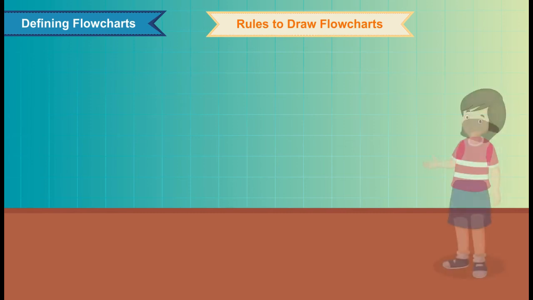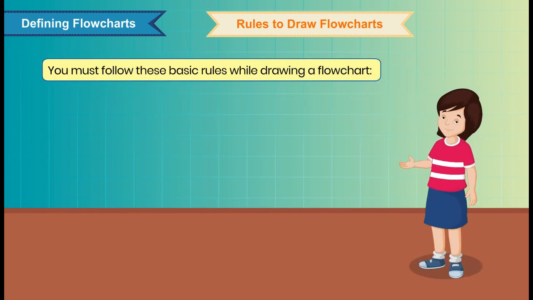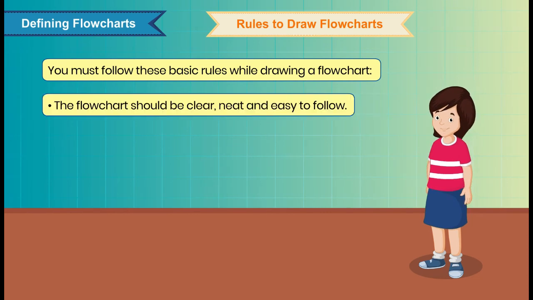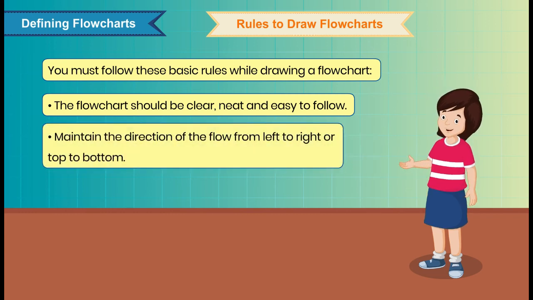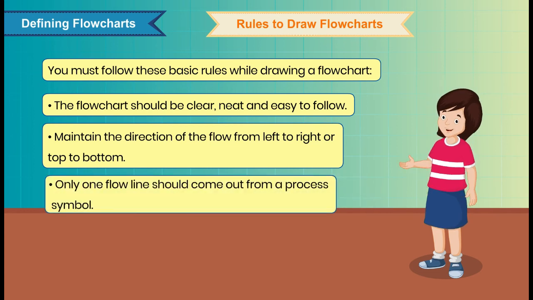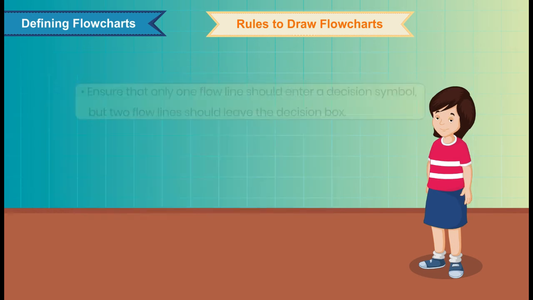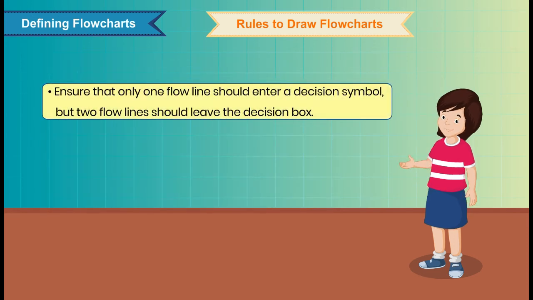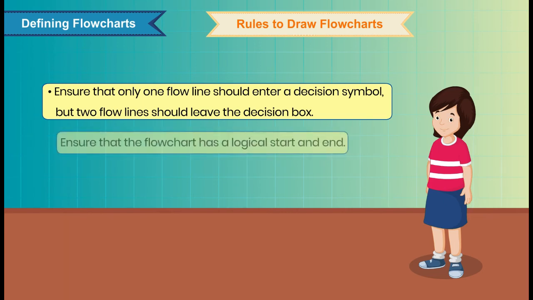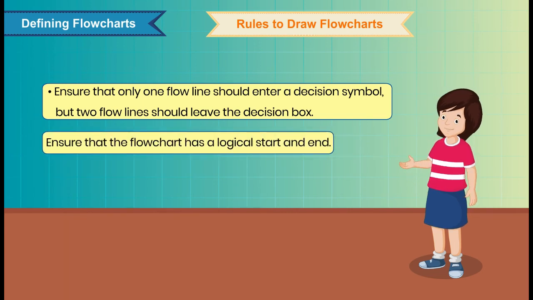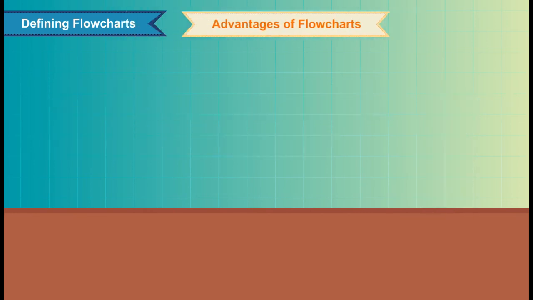Rules to draw flowcharts. You must follow these basic rules while drawing a flowchart. The flowchart should be clear, neat, and easy to follow. Maintain the direction of the flow from left to right or top to bottom. Only one flow line should come out from a process symbol. Ensure that only one flow line enters a decision symbol, but two flow lines leave the decision box. Ensure that the flowchart has a logical start and end.